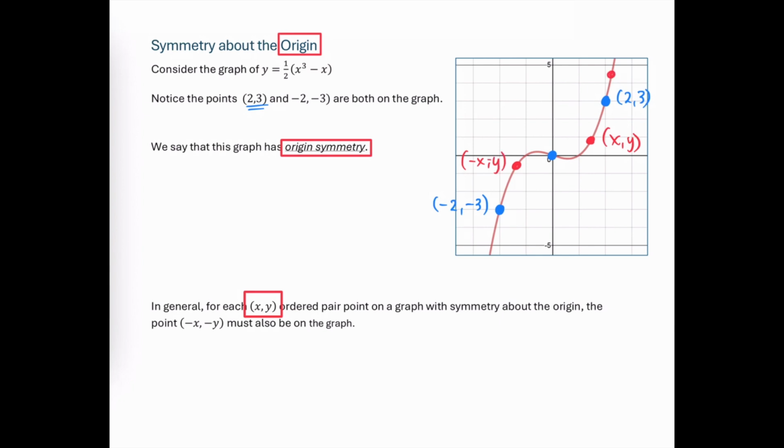Now, if that's true for every single ordered pair that we could pick, no matter what point I choose, there's another ordered pair where the x and y coordinate are opposite in sign, then this is going to be a graph that has symmetry about the origin.